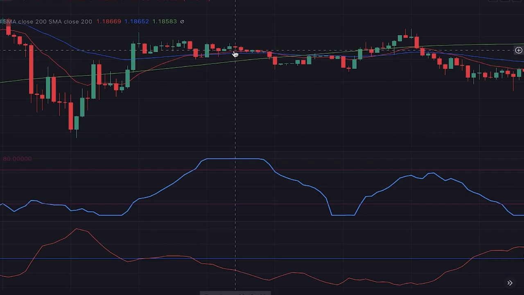You can see that the red moving average is above the blue moving average and both of them above the green moving average.